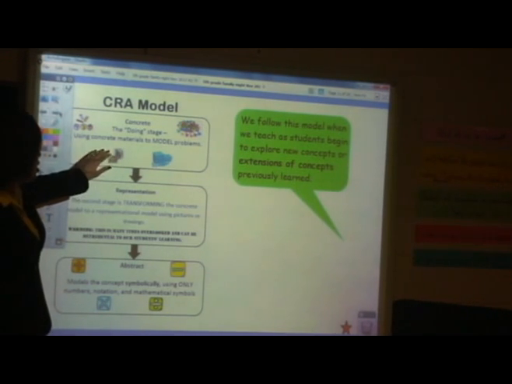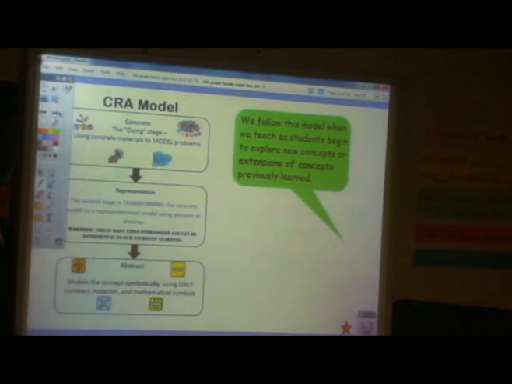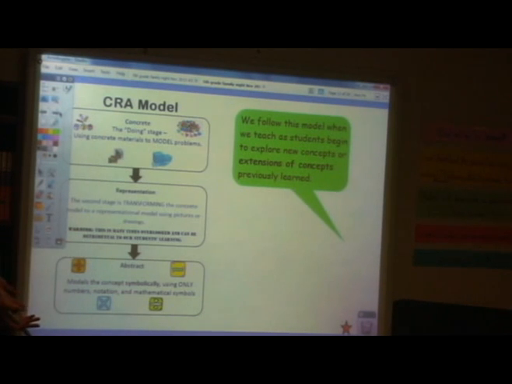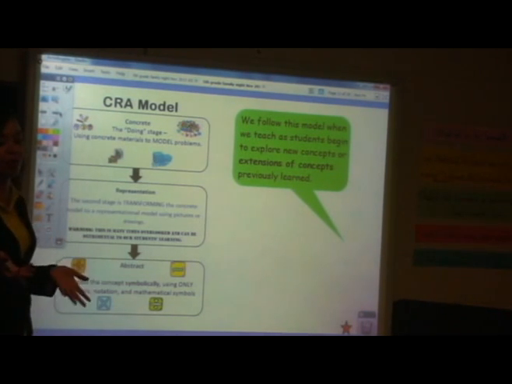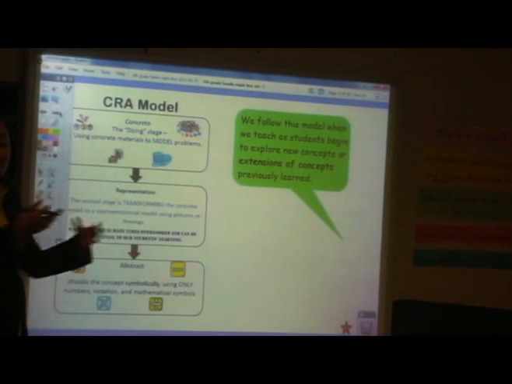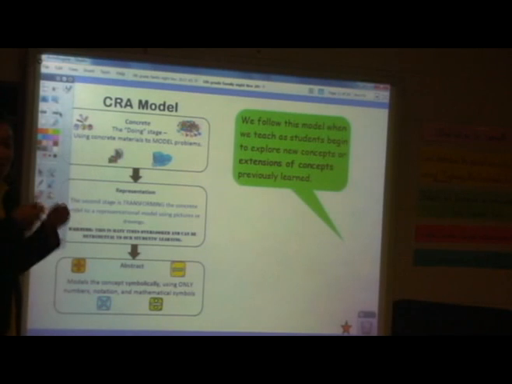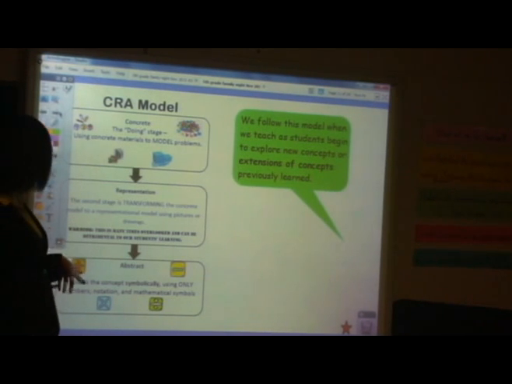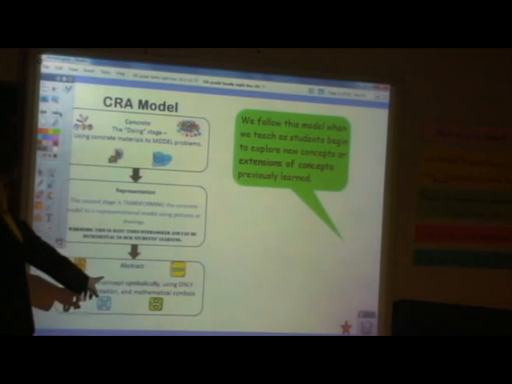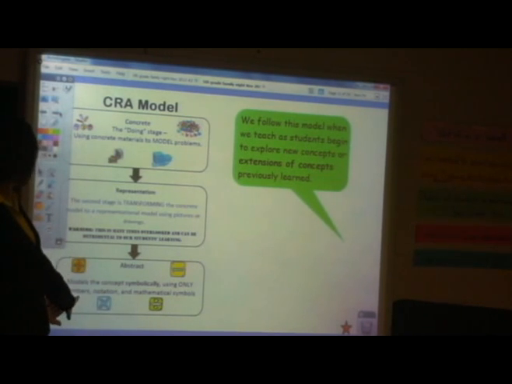Then our goal is to get into the representational stage. This stage is transforming the concrete model to a representational model using pictures or drawings. And why that's important is I always tell my kids, I can't send them home with a bag of base 10 blocks. When they're in Walmart, they can't pull a bag of base 10 blocks out their pocketbook. So our goal is to keep moving forward. We start here, but we don't want to stay here. And to end up at the abstract models, the concept symbolically using only numbers, notation, and mathematical symbols.